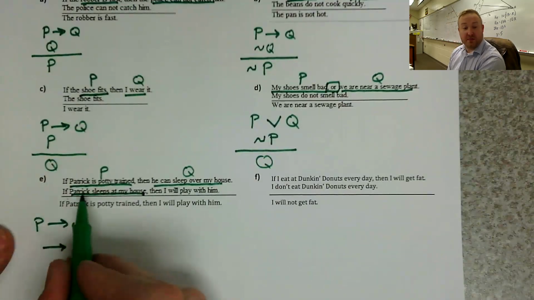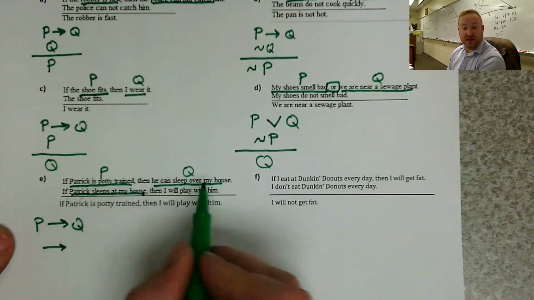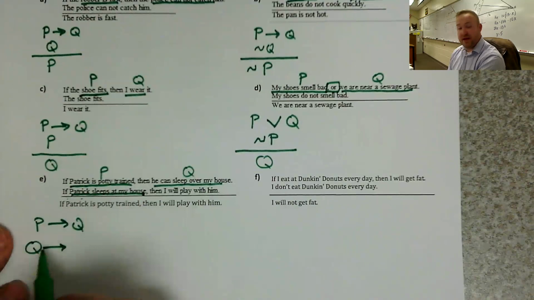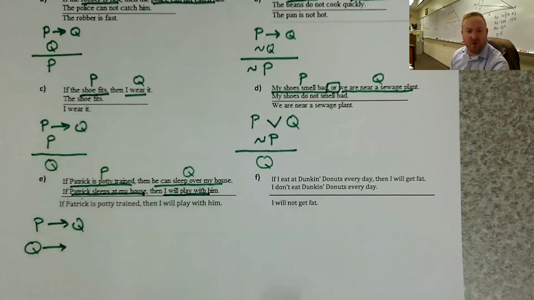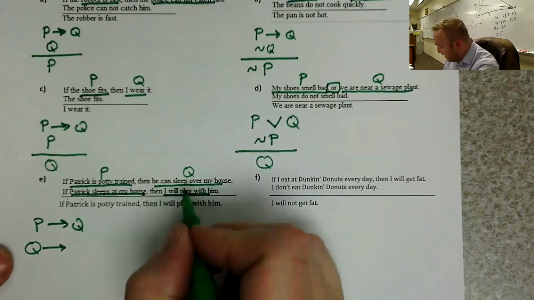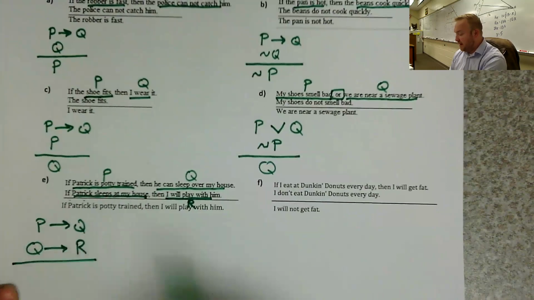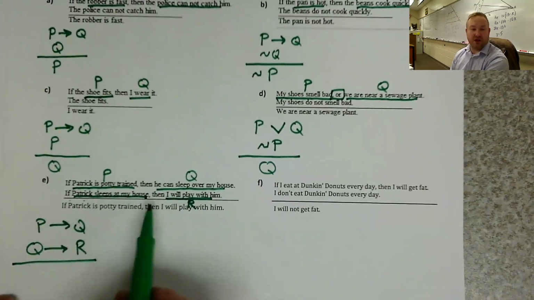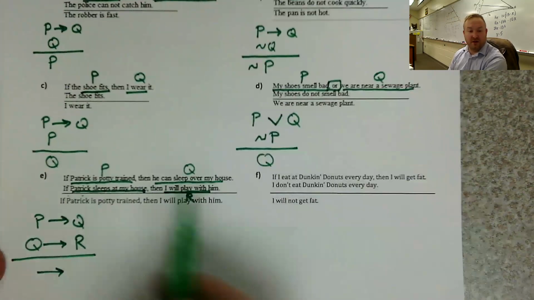The first part of it is Patrick sleeps at my house. That was Q. He can sleep over at my house. So now I've got Q implies, look, I will play with him. We haven't seen I will play with him yet. That's going to be R. So let's call that one R. Now my conclusion is another conditional. I have another if then here. So I've got another conditional for my conclusion.